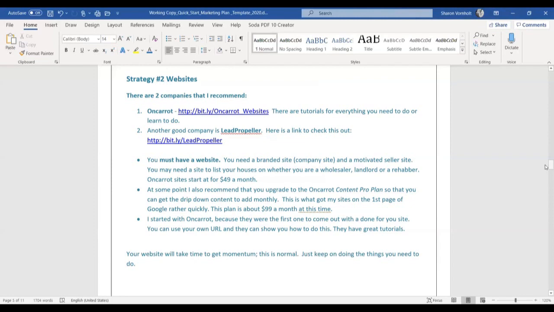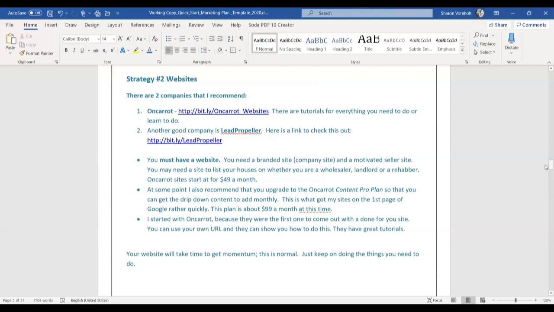Both Lead Propeller and OnCarrot offer content for your sites. I would encourage you to look into those. They will cost you a little bit more, but they will help you get ranked faster. Having content on your site, unless you've just got a whole lot of time to write content, you need some content, and it's very valuable to have them provided for you.